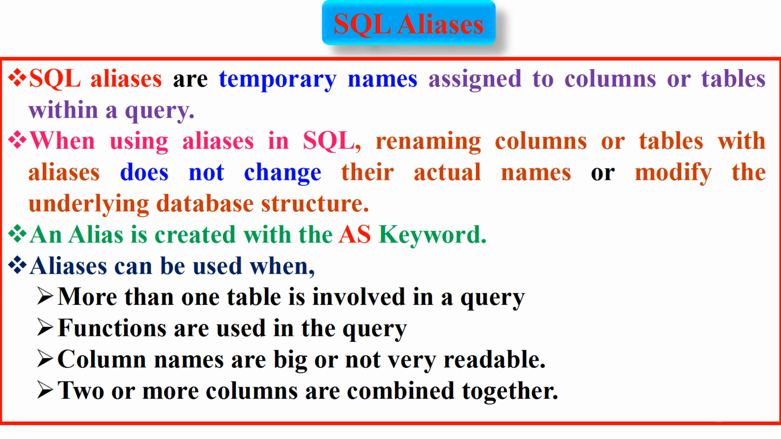Aliases can be used when more than one table is involved in a query, functions are used in the query, column names are big or not very readable, or two or more columns are combined together.